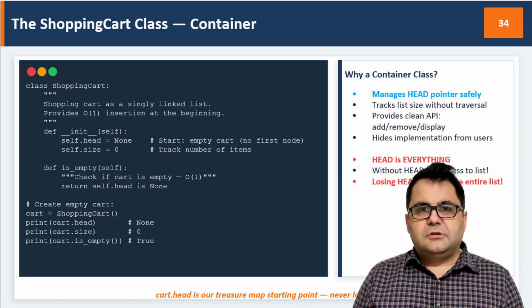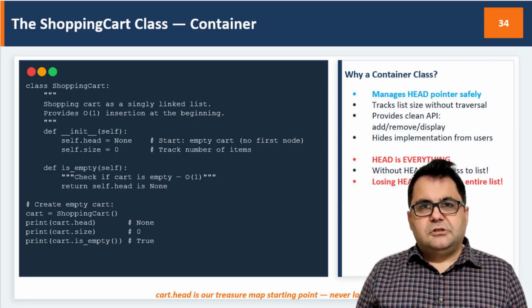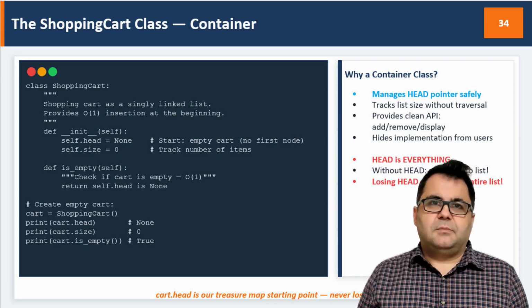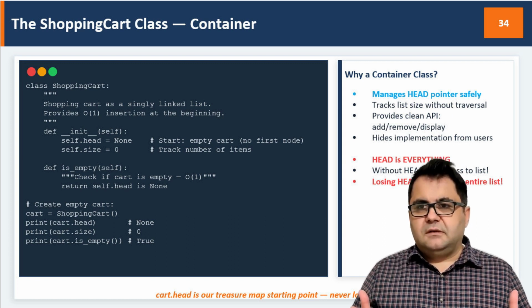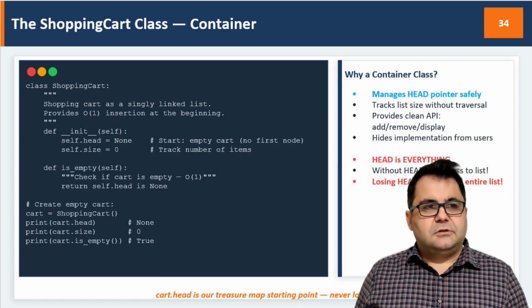Without head, we're lost. If head equals None, even though nodes A, B, C still exist somewhere in memory, we can't reach them. There's no way to get to A without head. These nodes become garbage, unreachable memory, and Python's garbage collector will delete them. Golden rule: never lose the head pointer or you lose the entire list.